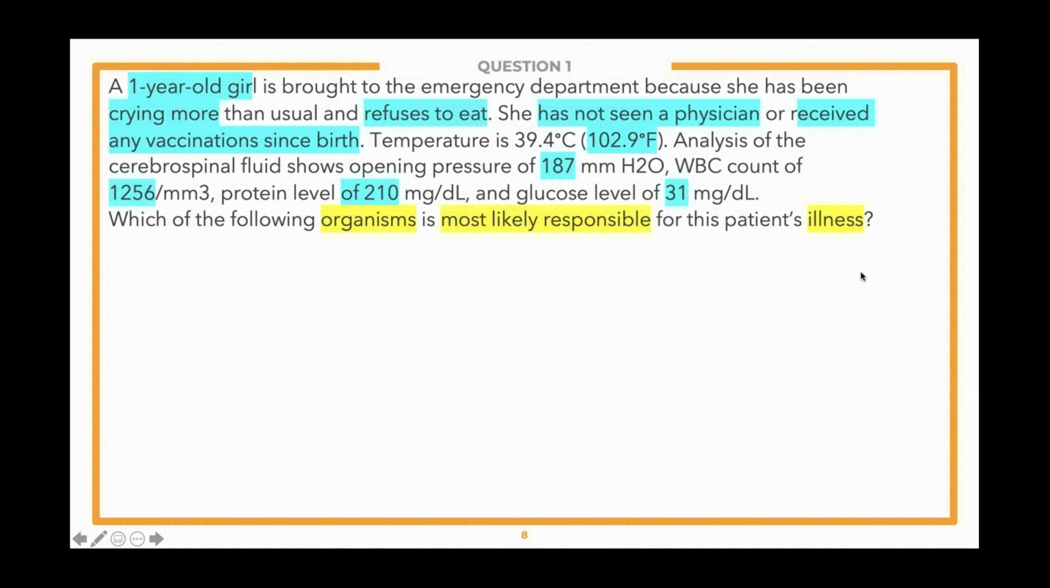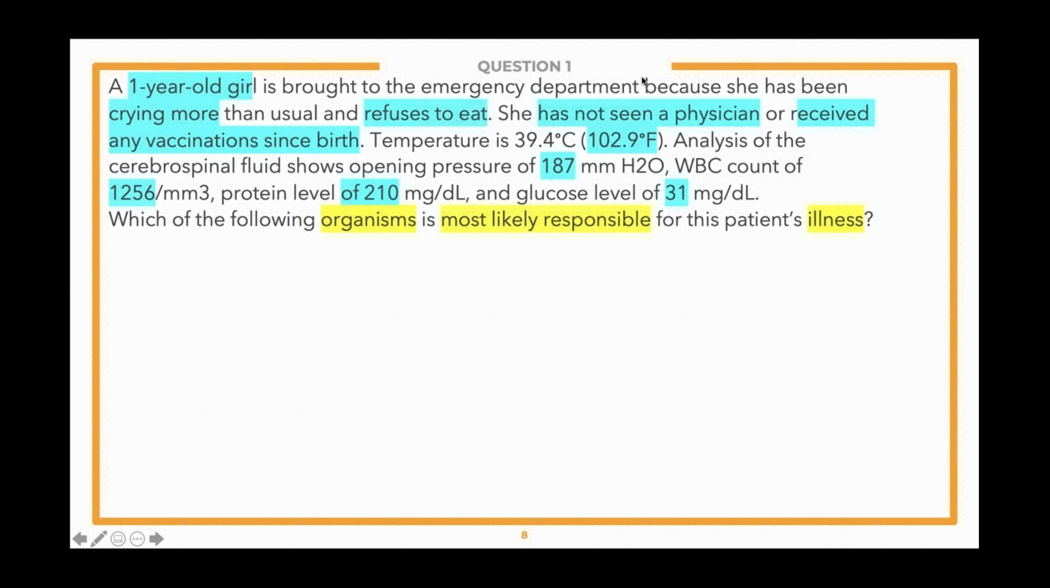So in this question, they're asking about the organism most likely responsible for the illness. You can see that we've highlighted those key phrases, organism most likely responsible. So I think we've got a couple steps here. One, we've got to figure out what condition this patient has. And then two, what organism might be most responsible for that condition. So what's the condition, and two, the most likely organism, okay?